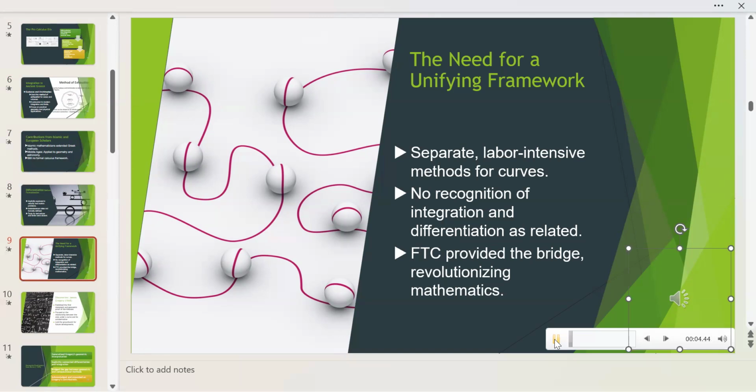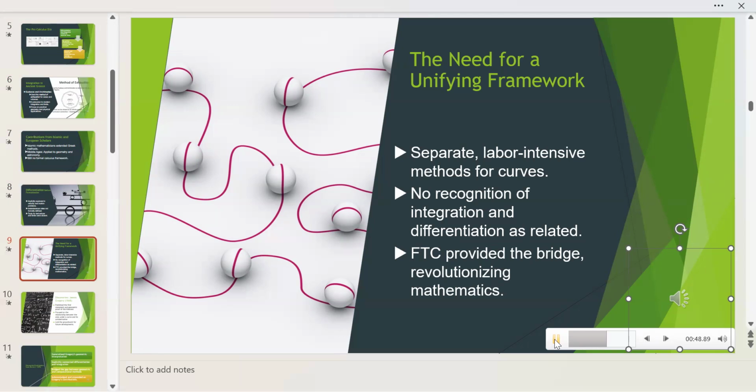Since solving mathematical problems often required separate and labor-intensive methods, such as using geometric techniques like the method of exhaustion for calculating areas or volumes, mathematicians needed to find a way to connect differentiation with integration. The FTC bridged the gap between differentiation and integration, showing that they are inverse operations.